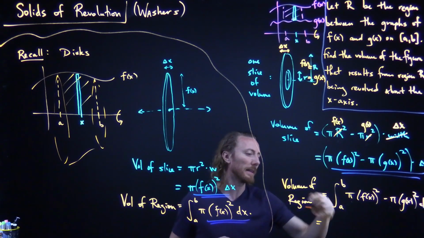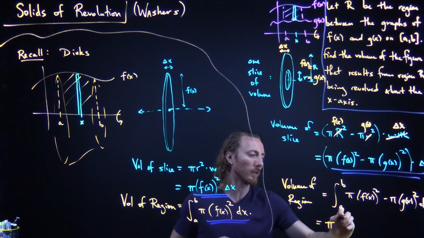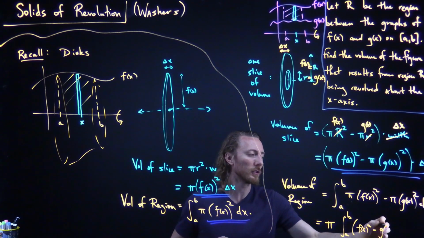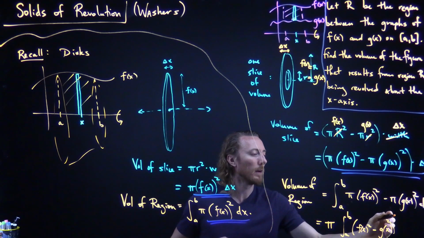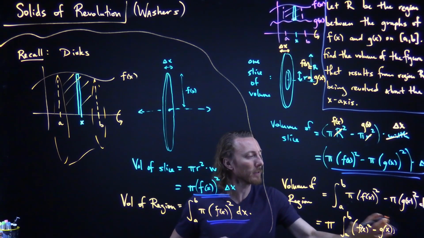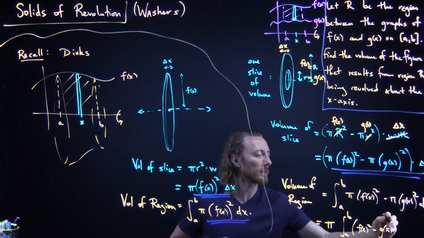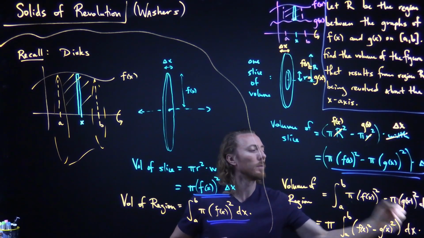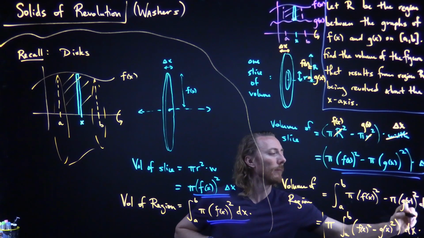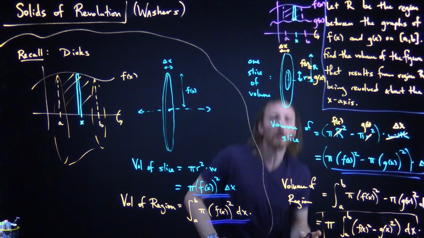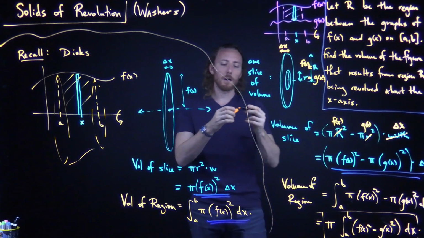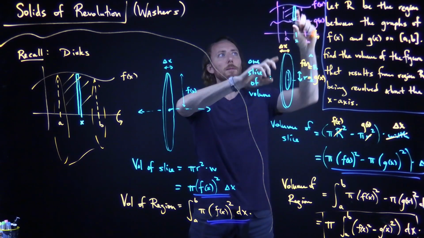Since you can see this expression is quite long and cumbersome, maybe I'll just factor out the pi. That's a constant multiple, right? No x is involved there. And if we factor out the pi, we just get pi times the integral of f of x squared minus g of x squared dx. Let me write this more carefully.